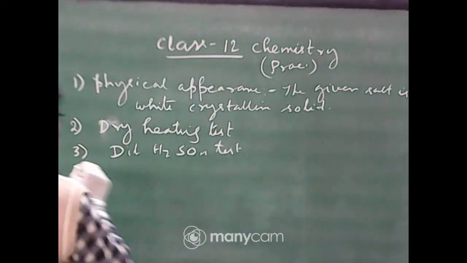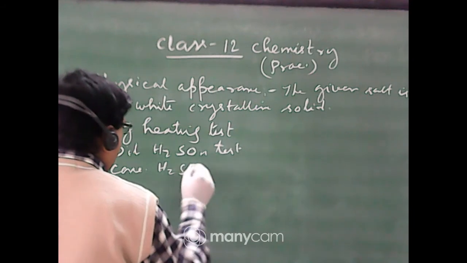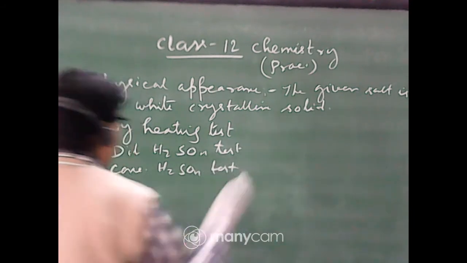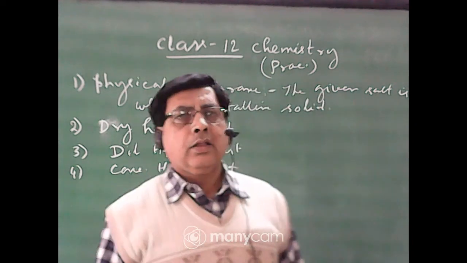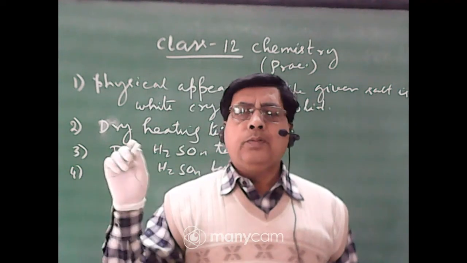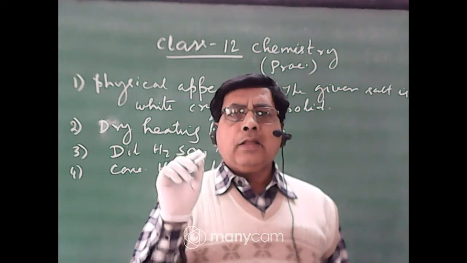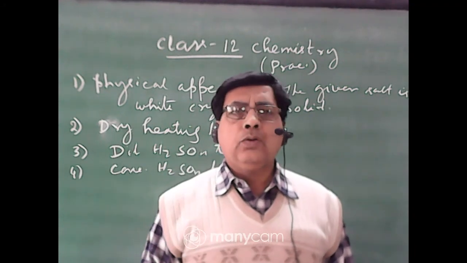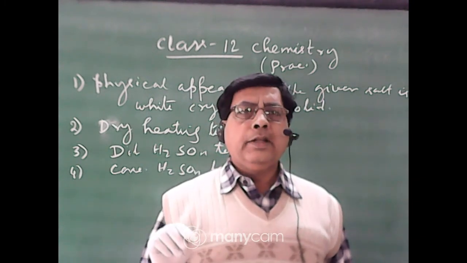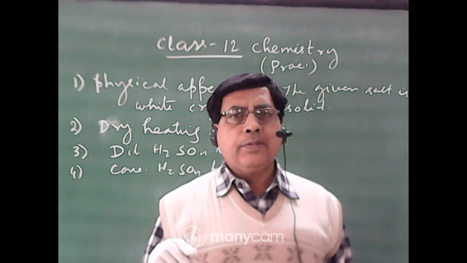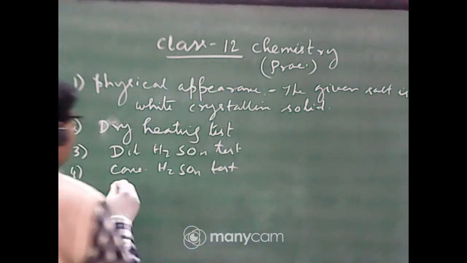Next is number 4, concentrated sulfuric acid test. A solid sample is taken and a few drops of concentrated sulfuric acid are added. No colored gas is evolved, so bromine or iodine is absent. No colorless suffocating gas is evolved, so chloride is absent. No brown ring, no reddish brown gas is evolved, so nitrate is absent.